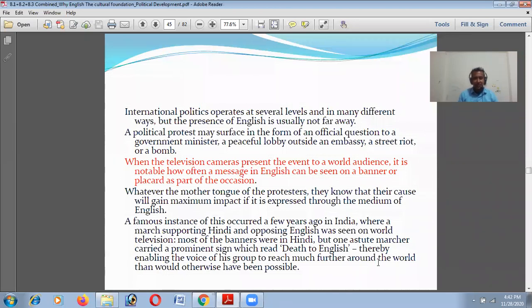That means in India, they had been marching not for English but for Hindi, but they are carrying a poster that is in English. This is the situation. That means to reach so many people of the world, the English language is the only medium.